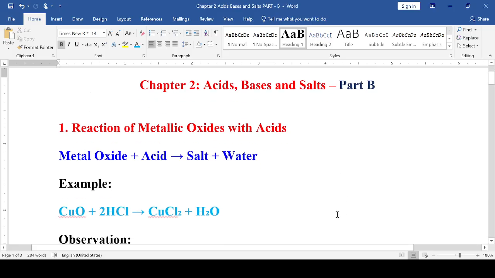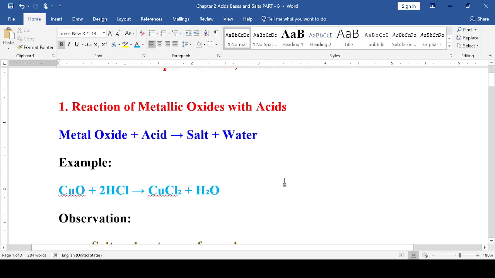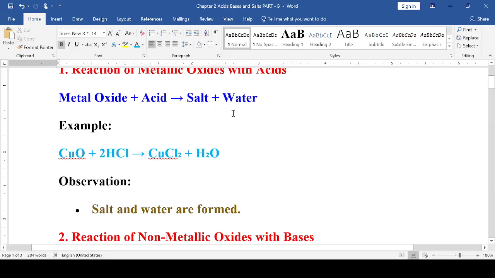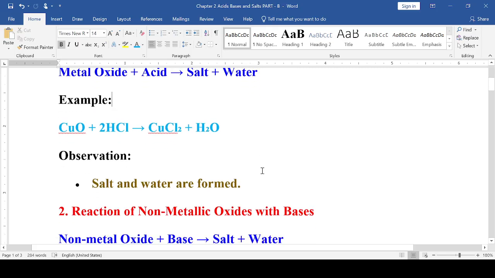So we will continue with the reaction of metallic oxides with acids. How will metallic oxides react when they are reacting with acids? Always remember this word format. The word equation is important. That is, metal oxide plus acid gives rise to salt plus water. CuO plus 2HCl gives rise to CuCl2 plus H2O. So what you are observing here on the product side is that salt and water are formed. In the observation part, salt and water are formed whenever acids react with metallic oxides.